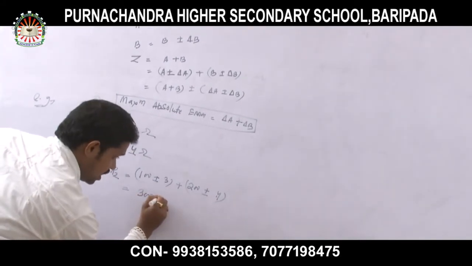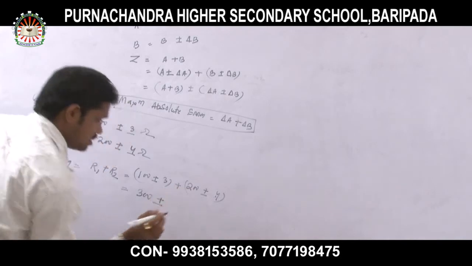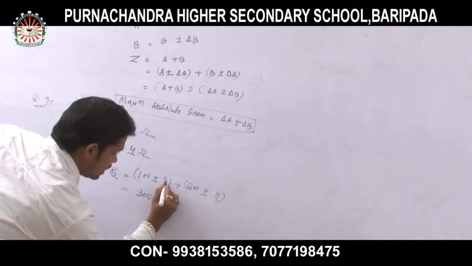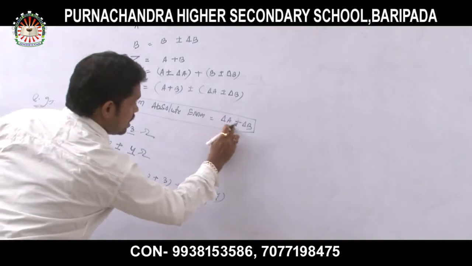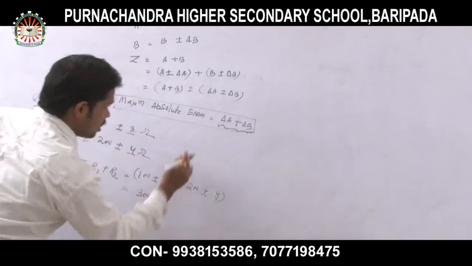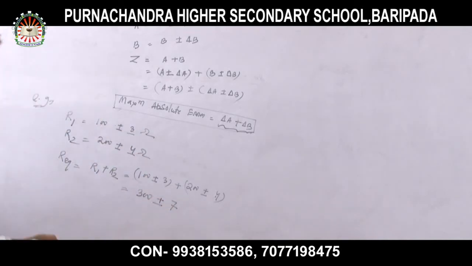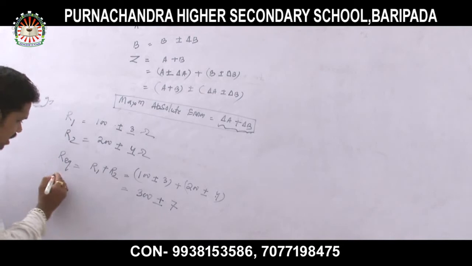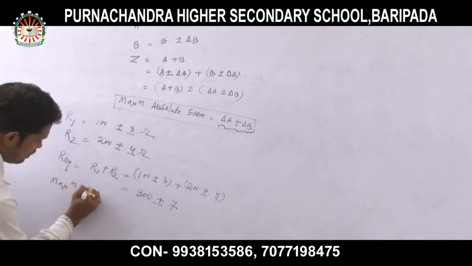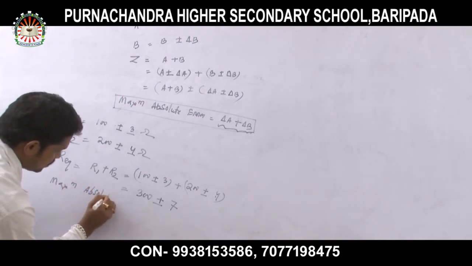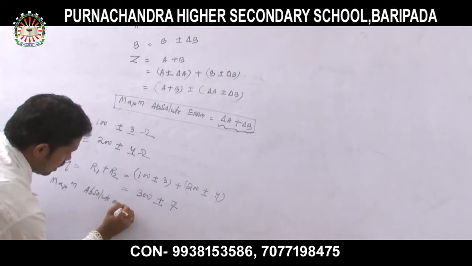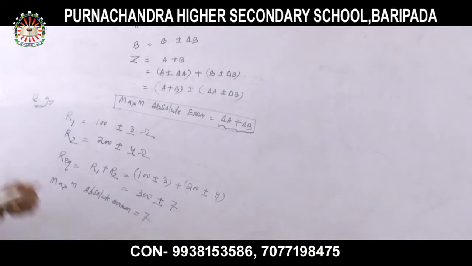Look at it very carefully: 300 plus minus. What is the maximum absolute error? We have to add these two errors. What is the addition? 3 plus 4, that is 7. So now we can write the maximum absolute error is equal to 7. Clear, all of you? This is how we can easily find the combination of error during addition.